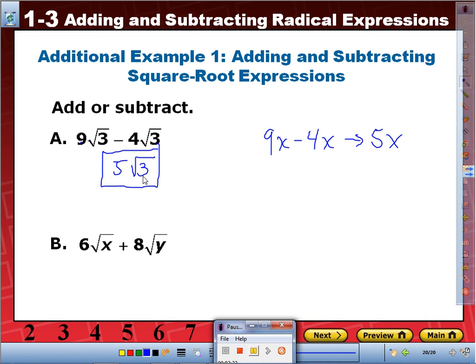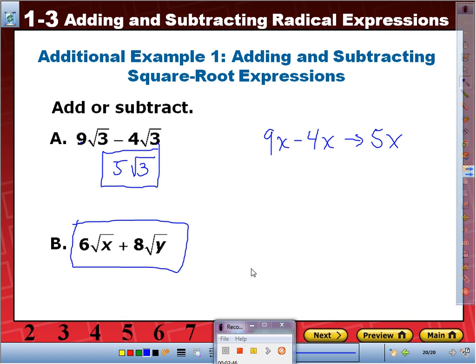Everybody got that so far? Yes. All right, so let's look at B. Let's do B together. This is 6 square root x, 8 square root y. Can I simplify any more inside of the radical? No and no. So I'm just going to focus to see if they're like terms. Is this square root like this one? No. So then we're done.